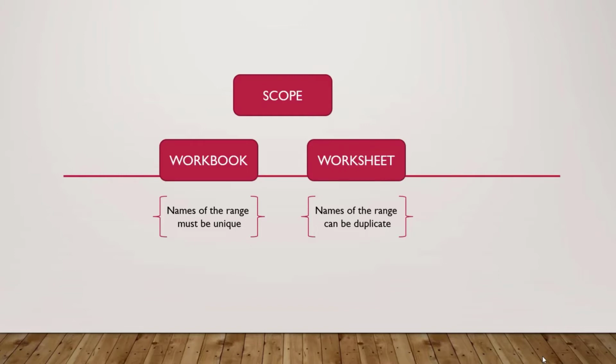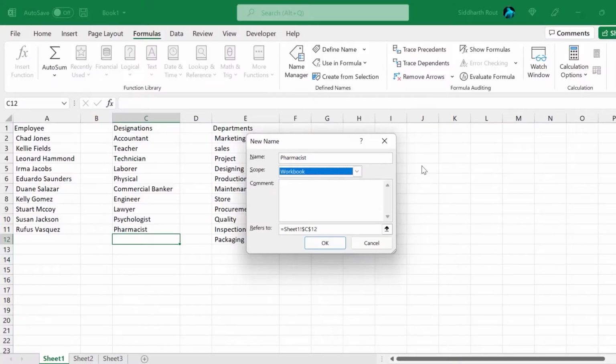So you can define two named ranges called, say, designations, one which has the scope workbook and the other which has the scope as sheet 2. Again, in the same sheet, you cannot have duplicate names. We will test this in a moment.